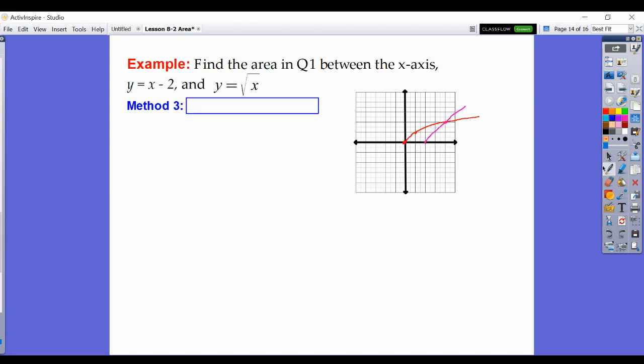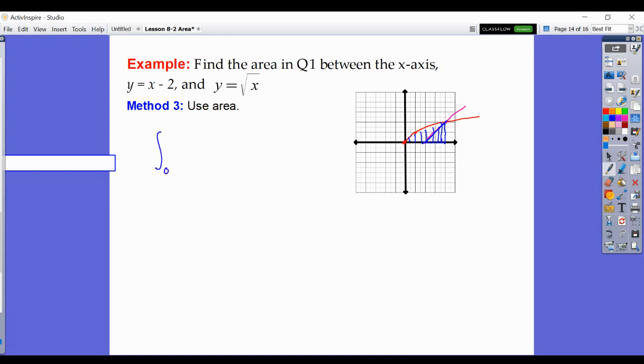So for method number 3, we're just going to kind of look at this a little differently. I could still evaluate it in terms of x. I also see a triangle in this problem. So another way to do this would be to find the total area under the square root and then just subtract off that triangle. So it would be the integral from 0 to 4 of the square root of x dx. So one-step thing. And then I just need to minus this. This is just a triangle, 1/2 base times height. The base is 2 and the height is 2.